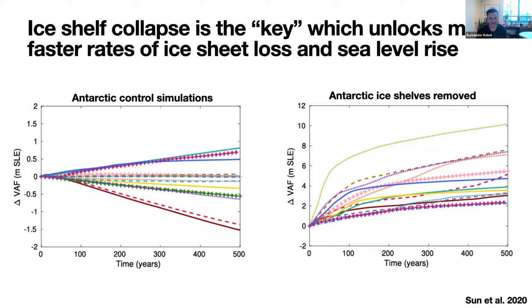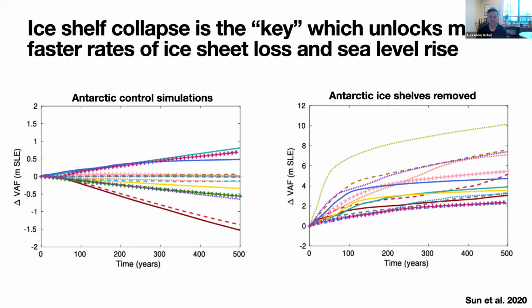Some models gain mass, that's in the negative direction here, a little bit counterintuitively. Some models lose mass, that's in the positive direction, and contribute to sea level rise, even under a control simulation. On the right is what happens if you just instantaneously remove all ice shelves around Antarctica. And you can see now that all models are in agreement that this will massively contribute to future sea level rise. The amount by which and the speed at which that occurs is highly variable between models.